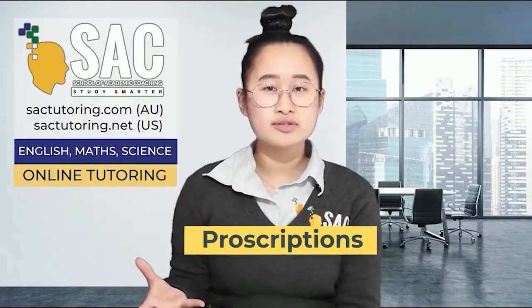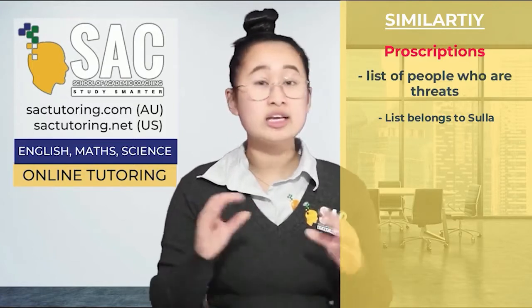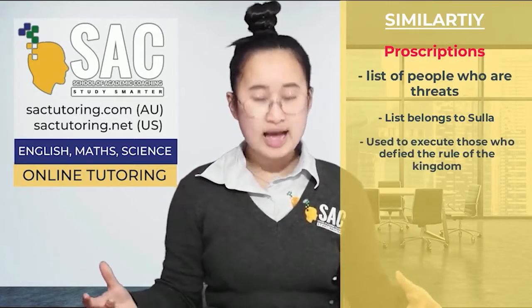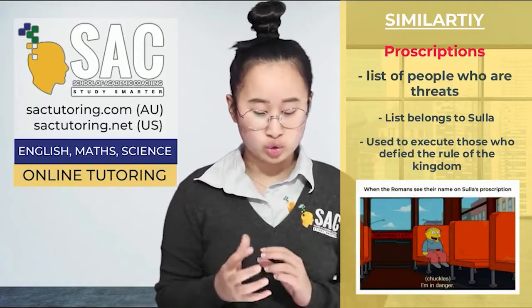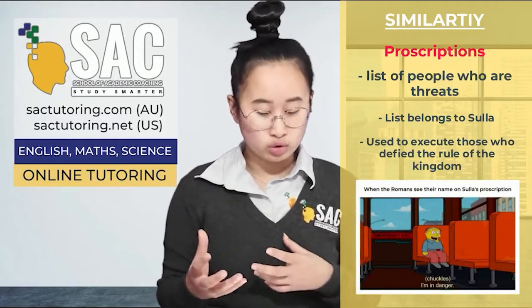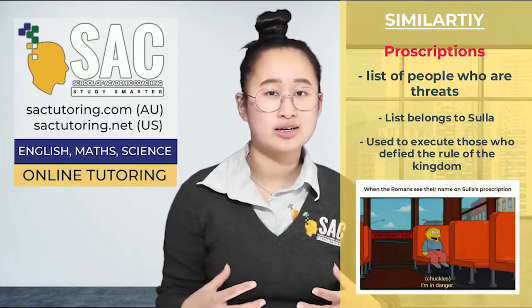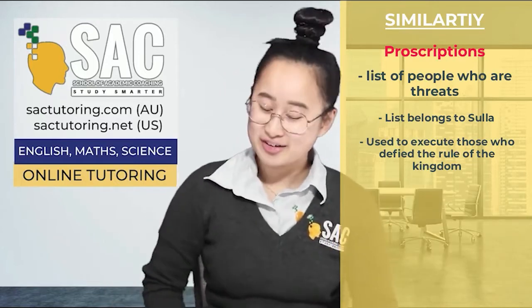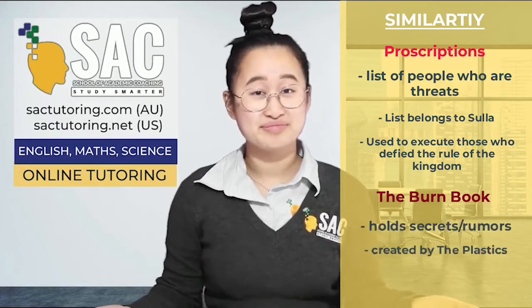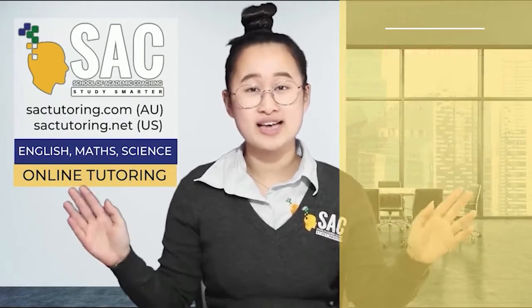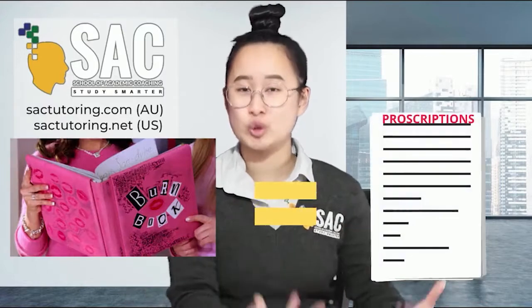And then we're going to have a look at this thing called the proscriptions in Julius Caesar, okay? There's a character called Sulla who keeps a list of people who he saw as threats. He titled this list the proscriptions, and it was used to execute individuals who were suspected to defy the rule of the current monarch, and he would seize all of their properties and own them as a result. The parallel, get this, in Mean Girls is the burn book. Yeah, enough said, the burn book is the exact same thing as the proscriptions in Julius Caesar.